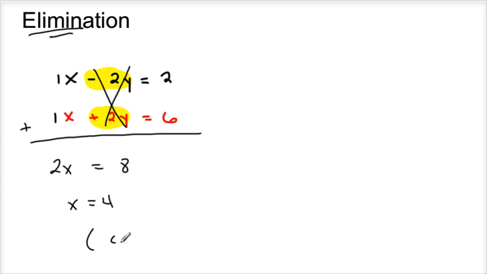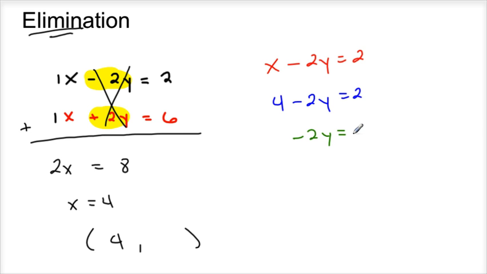So again, I have my x coordinate, and I need my y coordinate. So let's take this x and plug in for either equation. I'm going to go into my first equation here, and again, you could go into any one of those. So 4 minus 2y equals 2. Solving this, we get negative 2y equals negative 2, and y is equal to 1. So the point of intersection is 4, 1.